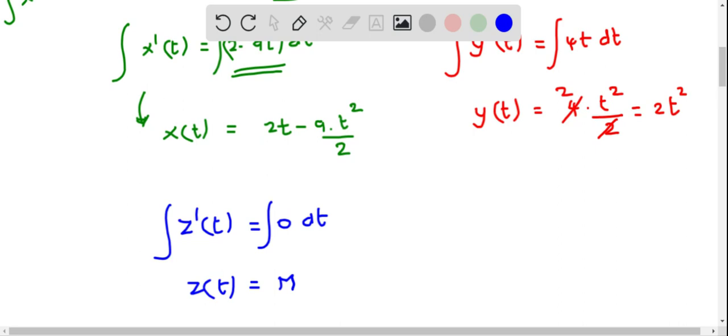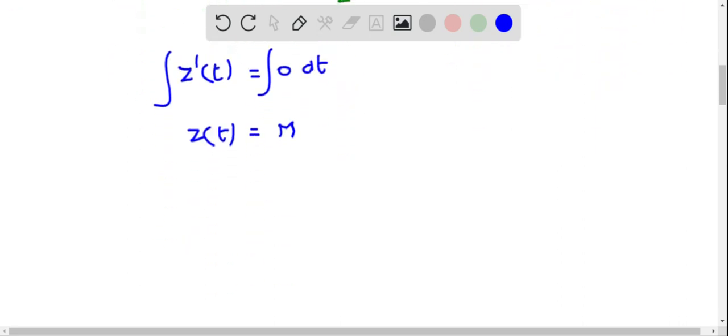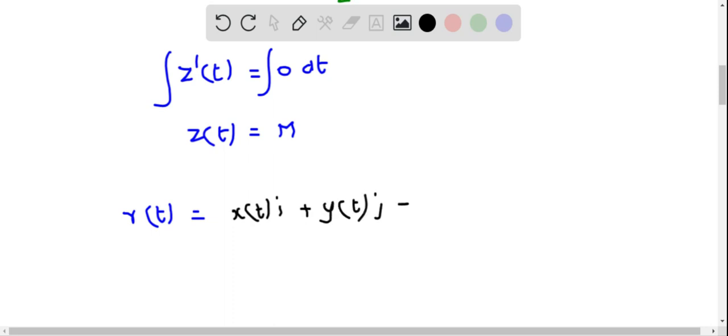Now we can write for r of t. So we know that r of t equals x of t times i plus y of t times j plus z of t times k plus, as I said before, we put the integrating constant as c over here, combining all the integrating constants.